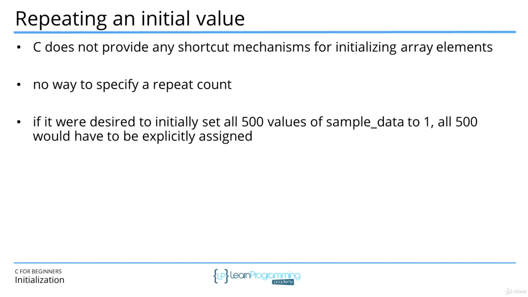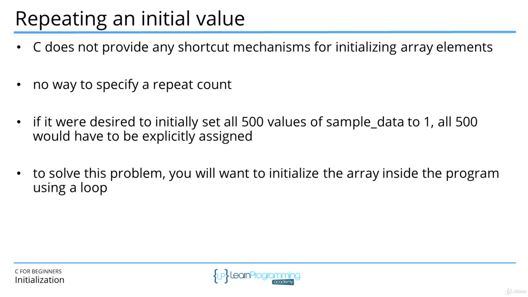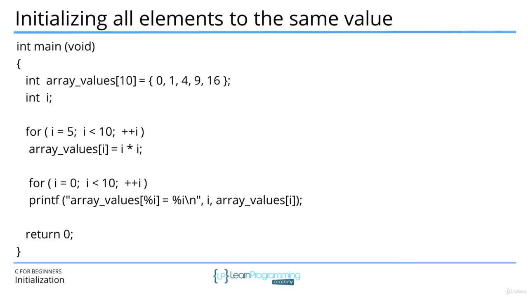So if it were desired to initially set all 500 values of the sample data to 1, all 500 would have to be explicitly assigned, which would be a big pain. So what you'll end up doing is you'll just put them inside of a loop. Easiest way to iterate through an array, use a loop. Well, here's a quick example of how you can initialize all the elements to the same value.